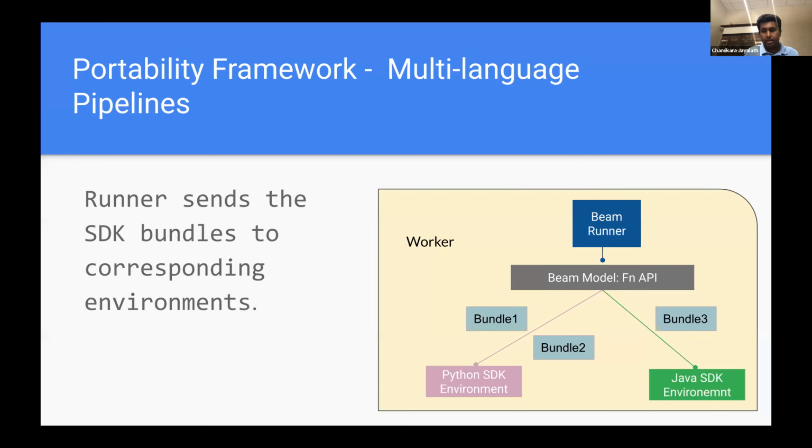And on the execution side, in every worker, we would start up all the environments that we need to execute the pipeline. So in this case, in each worker, you will have a Python environment running as well as a Java environment running. All the runner has to do is to figure out which bundles have to go to the Python environment and which bundles have to go to the Java environment, and connect these correctly. And then you can execute your pipeline that has support for both these languages.